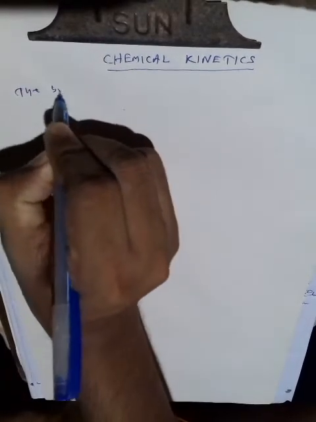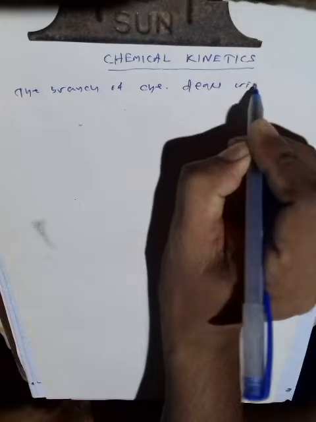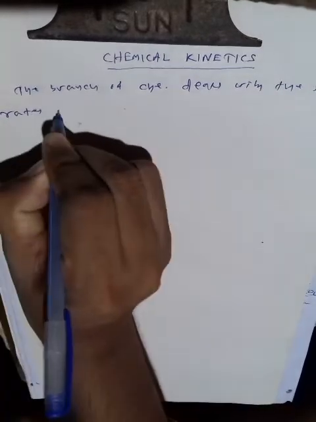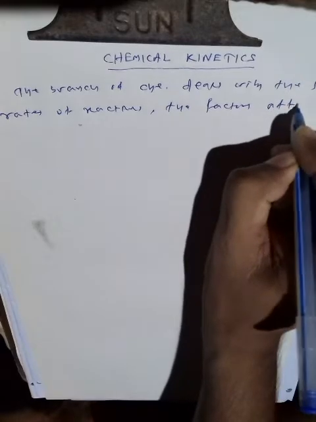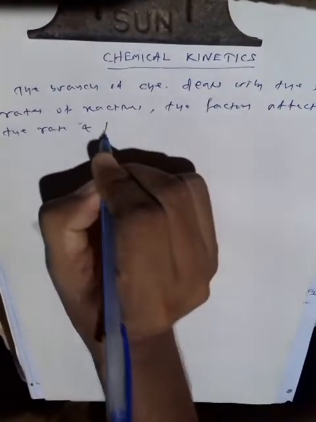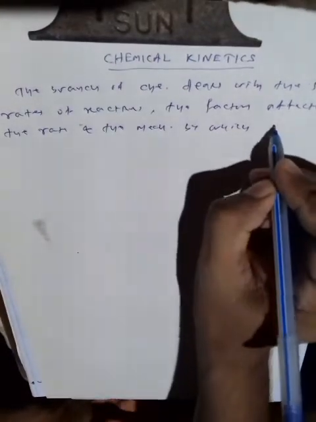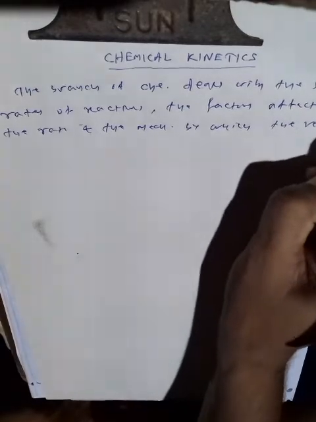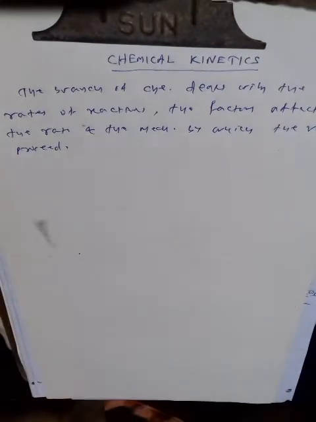The branch of chemistry that deals with the study of rates of reactions, the factors affecting the rates, and the mechanism by which the reactions take place or proceed. So this is the branch which is called chemical kinetics.